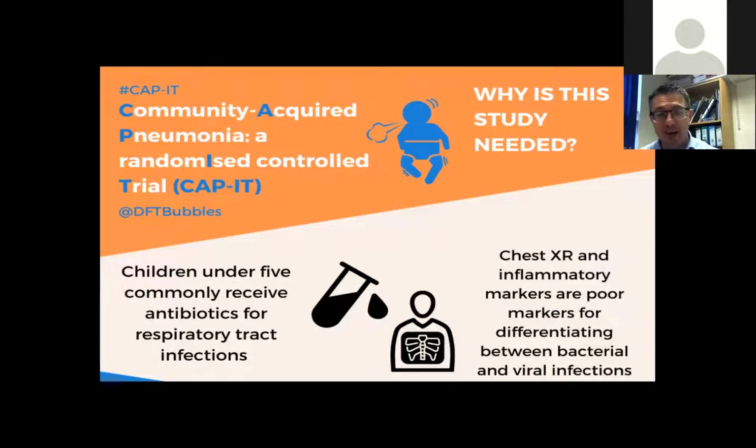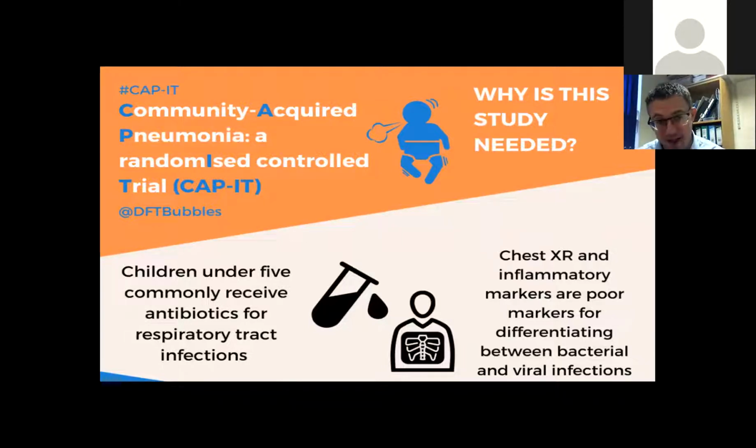So this was the CAPIT study. What CAPIT was essentially doing was taking an amount of an antibiotic, saying, do you need a low or high dose of that antibiotic, 30 milligrams per kg or 60 milligrams per kg, and do you need to give that for 3 days or 6 days for children presenting with what was presumed to be community-acquired pneumonia.